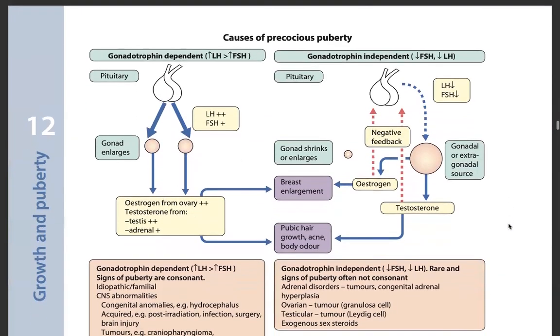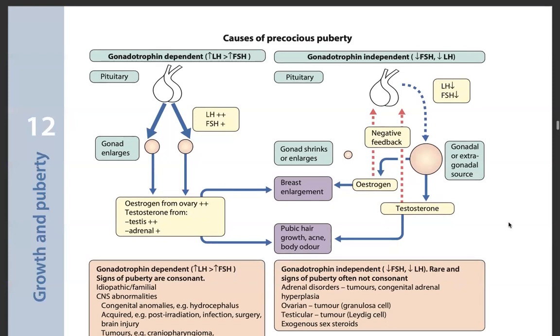Now, the causes of precocious puberty: gonadotrophin-dependent and gonadotrophin-independent. Dependent includes increased LH and FSH from the pituitary, the gonad enlarges, with estrogen from the ovary and testosterone from the testes and adrenal. From the pituitary, negative feedback, and that goes to estrogen, which then causes breast enlargement. The gonad shrinks or enlarges, gonadal or extragonadal source, testosterone, pubic hair and growth, acne, body odor, and breast enlargement.